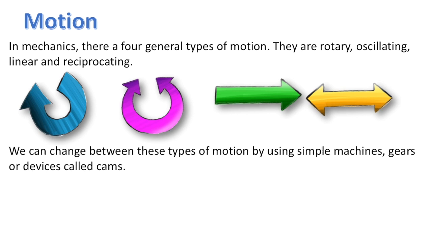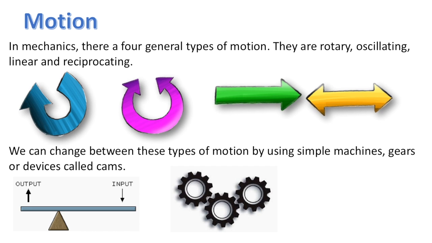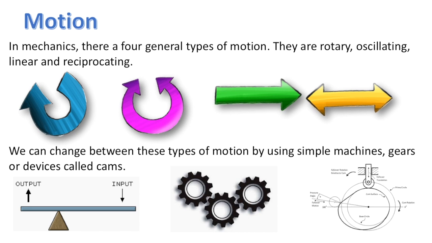We can change between these types of motion by using simple machines, gears, or things called cams. Simple machines are just things like corkscrews or seesaws, as you can see here, where the motion or input is pushing down and it's causing the output to go up over the center pivot called the fulcrum. Gears or cogs, as some people like to call them, can change movement directionally, as in rotationally, or they can change linear movement to rotational or vice versa. An interesting thing about these gears lined up this way is that the odd ones, like first, third, fifth, travel in one direction, the even ones travel in the opposite.